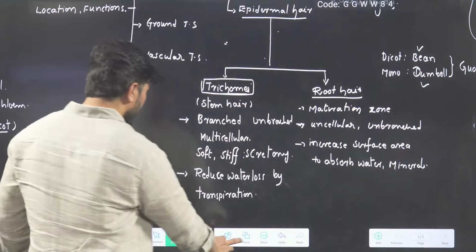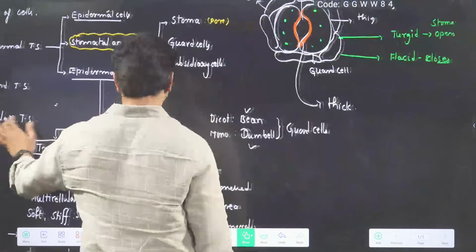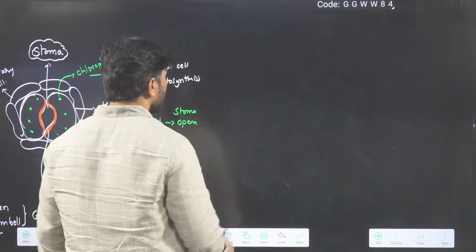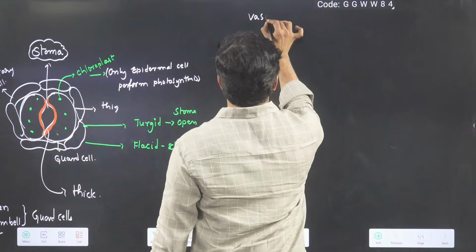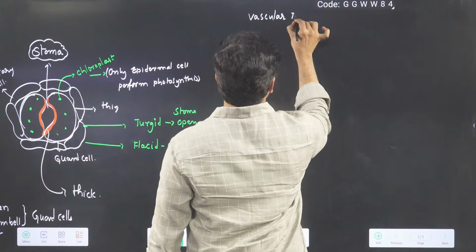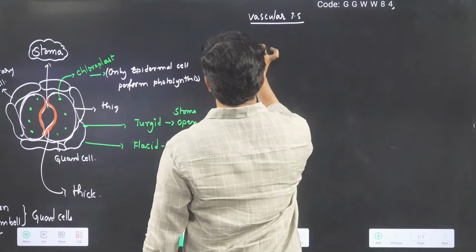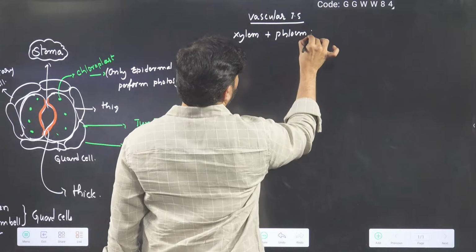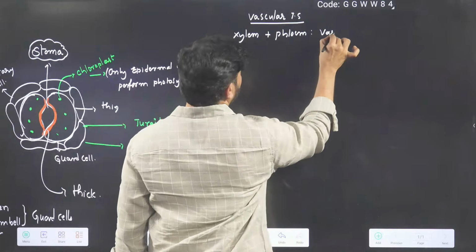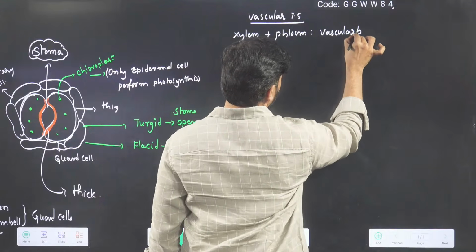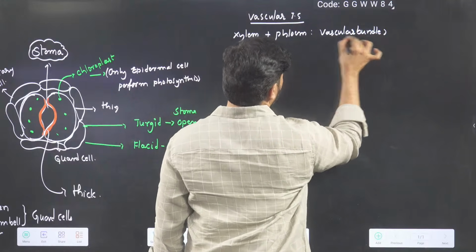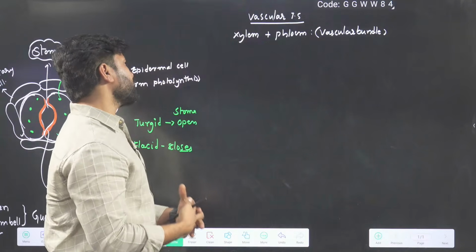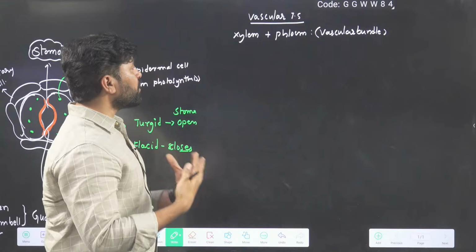Then go to the next one, vascular tissue system. We have to discuss the details of the vascular tissue system. What do you mean by vascular tissue system? Xylem plus phloem together is known as a vascular bundle. One bundle of vascular tissue you can identify, xylem and phloem together. In that case, complex tissues, another name is vascular bundles or vascular tissues.